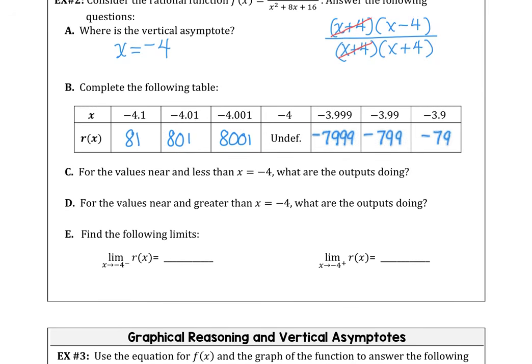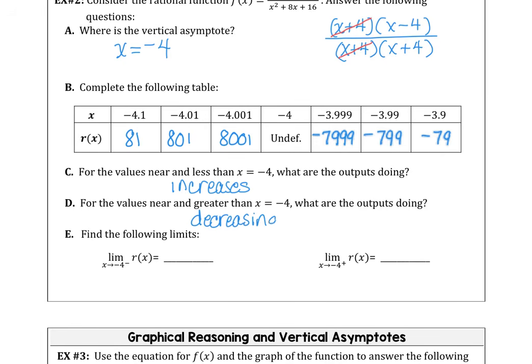In part C, for the values near or less than x equals -4, what are the outputs doing? So near -4, they are increasing without bound. And what happens for the values near or greater than -4? They're going in the opposite direction. They're decreasing without bound. So these are increasing, and these are decreasing.